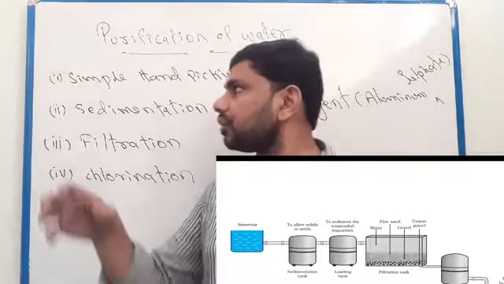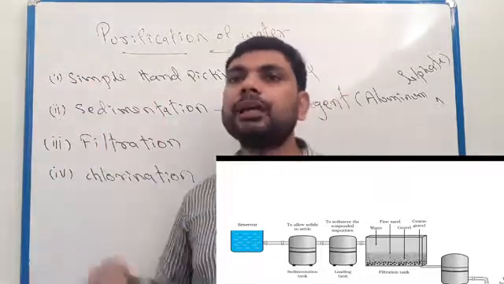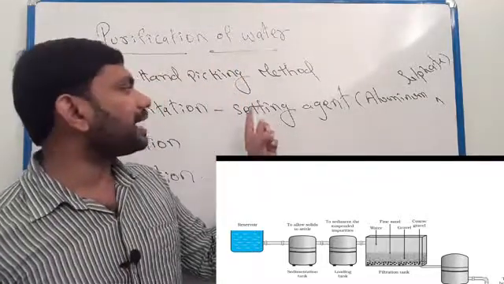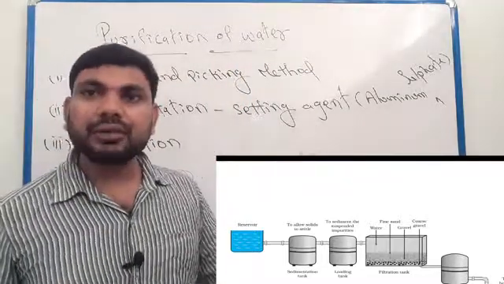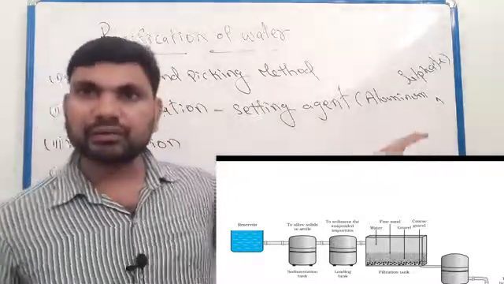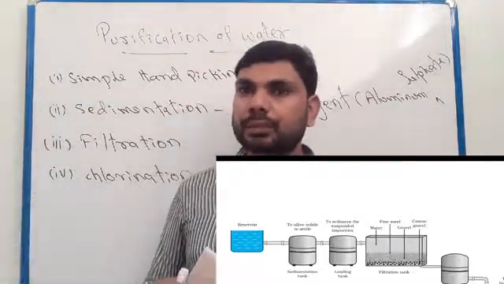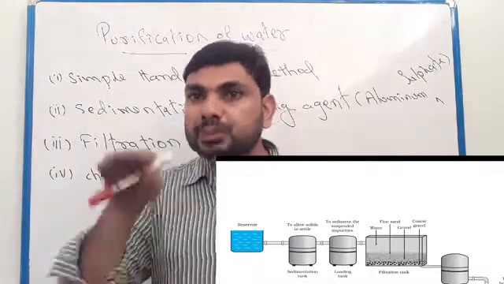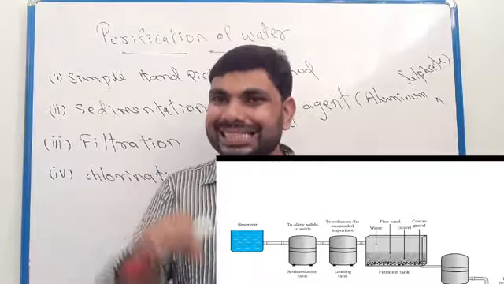Sedimentation means that after removing big solid impurities, we add some settling agent, some chemicals such as aluminum sulfate, into the water. Then shake well. All small impurities will settle down.